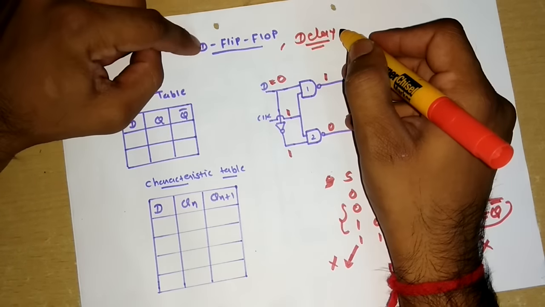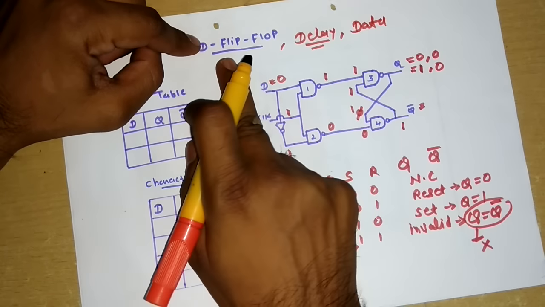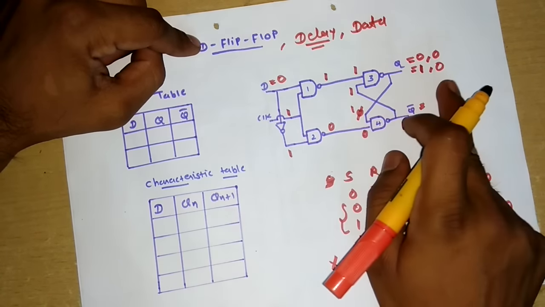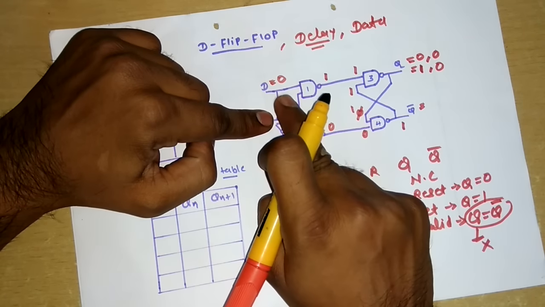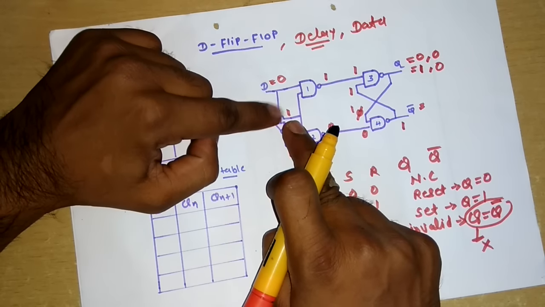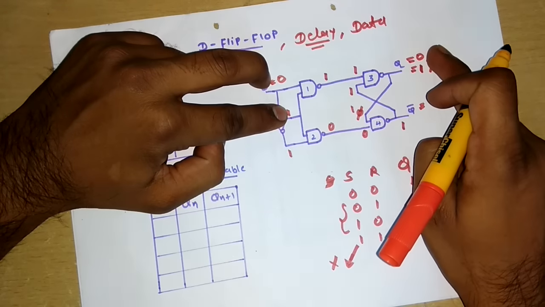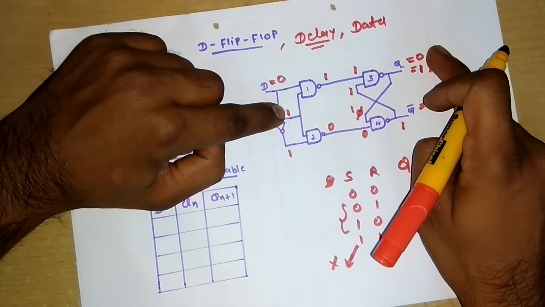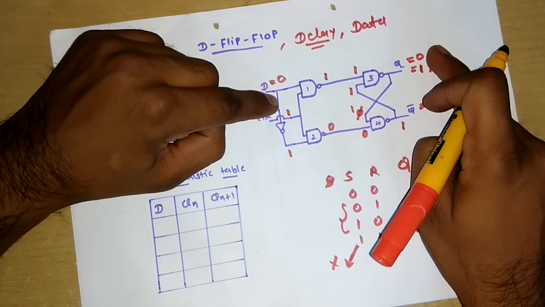So it is also known as delay flip-flop, or data flip-flop, because whatever data you are transmitting, the same data you are getting, right? Now, let's say you are transmitting 0 here. If you are transmitting 0 here, and you make your clock equal to 0, what happens? If D is 0, obviously your output is 0, right? And if you make your clock equal to 0, your flip-flop becomes disabled.